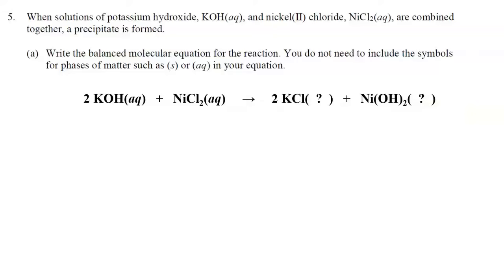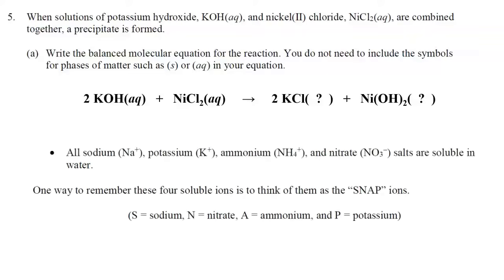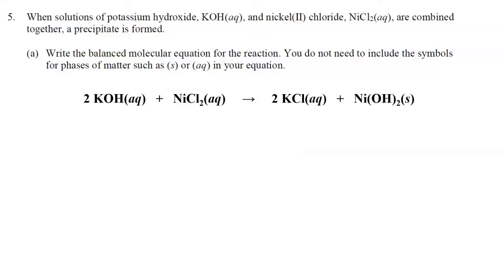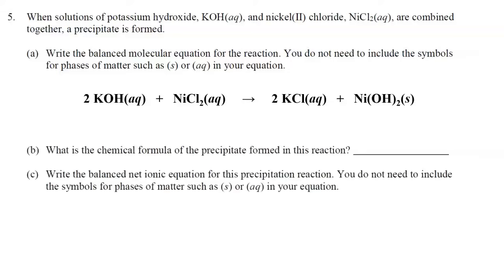If we're not sure which one of these products is the precipitate, remember that the snap ions include potassium. So potassium chloride is soluble and will be aqueous. That means that our precipitate is the nickel hydroxide. So part B, what is the chemical formula of the precipitate? That would be nickel hydroxide, Ni(OH)2.